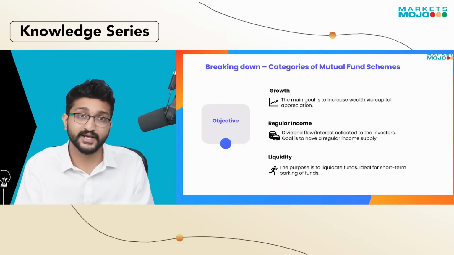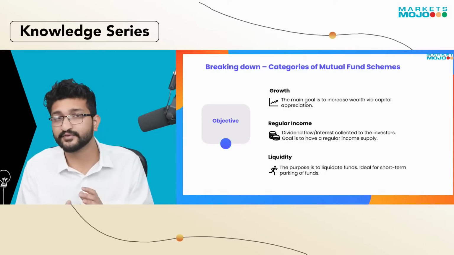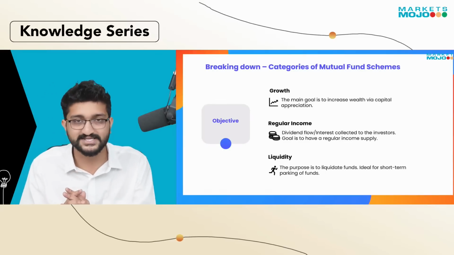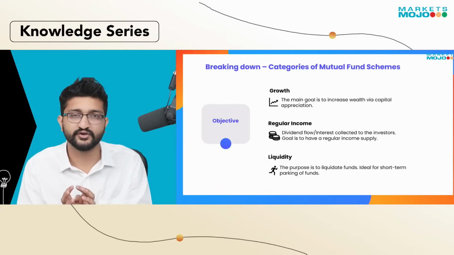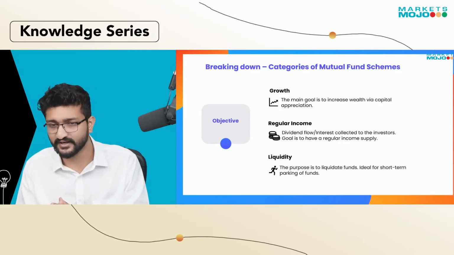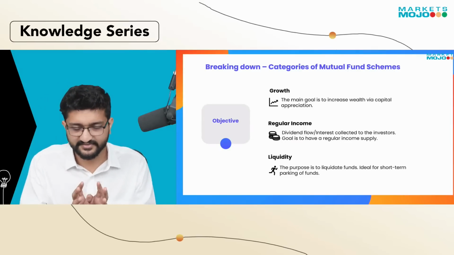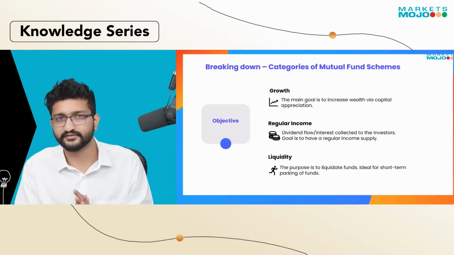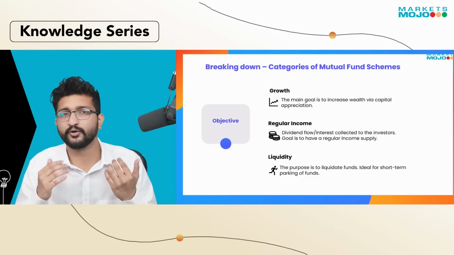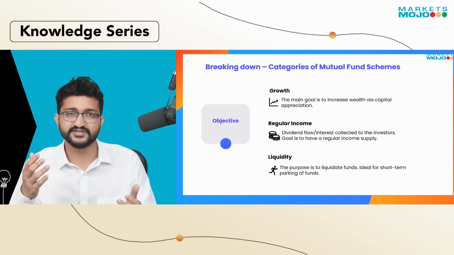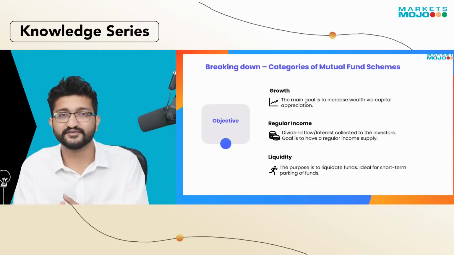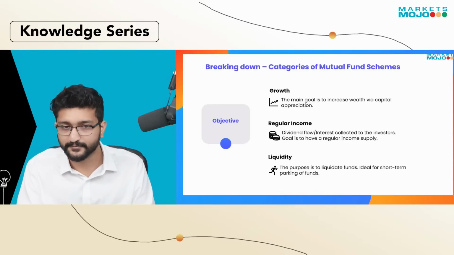We'll also spend some time on liquidity, which will actually help us understand debt funds, how you can actually park some of your emergency funds in debt funds. That's the simple breakdown of categories of mutual funds. This is the basic objective which a mutual fund launches. It has to satisfy these three different things before it comes out with a mutual fund.